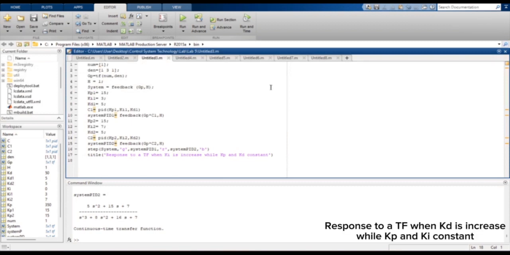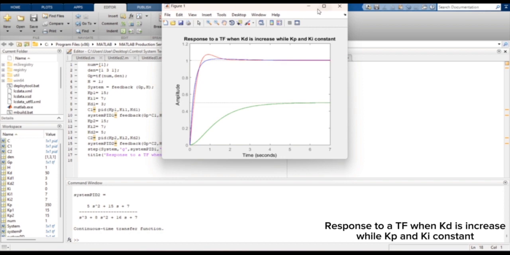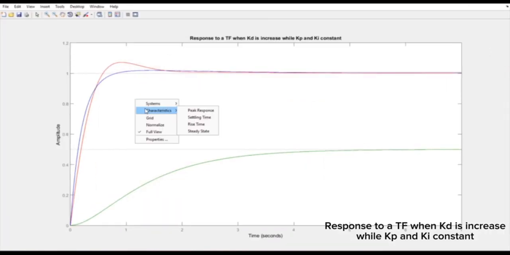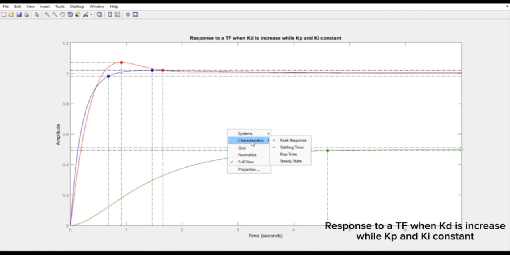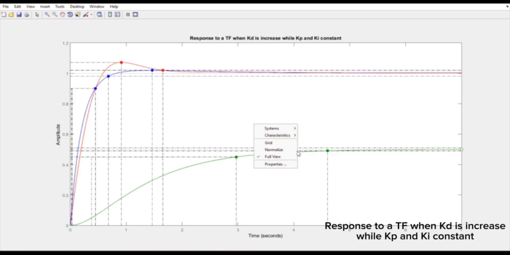Now let's go for the last graph, which is this one, the response to TF when Kd is increased while Kp and Ki are constant. I'll play it. Now let's input the characteristics: peak response, settling time, rise time, and steady state. Let's look at PID1 first. This is PID1. Now let's look at PID2.